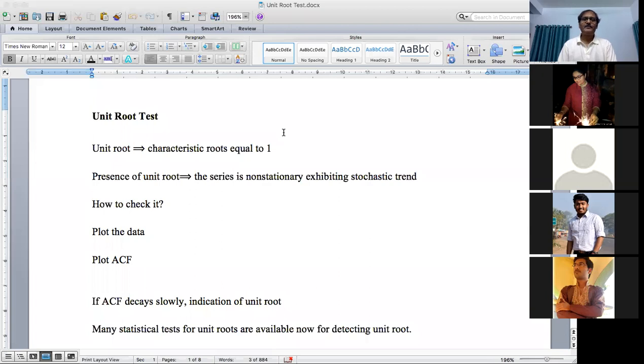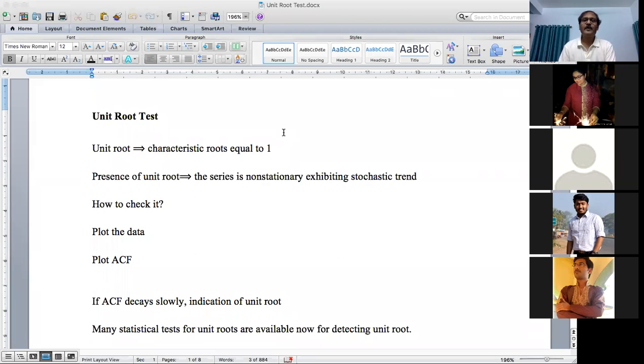Now, how many unit roots a series may contain depends on the order of autoregression, because the autoregressive characteristic equation depends on the order of the autoregressive process. For example, in AR1, the characteristic equation is linear and the number of characteristic roots is equal to 1. Therefore, in AR1, the possibility for unit root is 1.